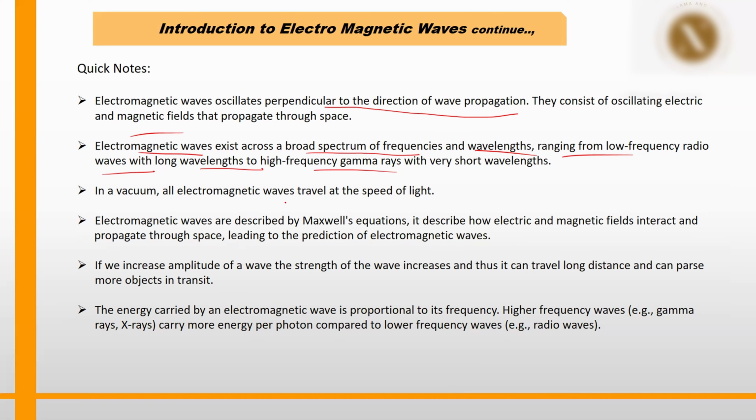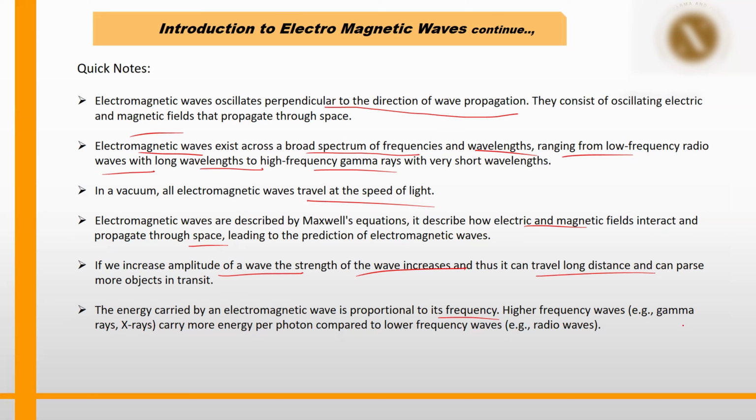In a vacuum, all electromagnetic waves travel at the speed of light. Electromagnetic waves are described by Maxwell's equations. So electromagnetic waves can travel in a medium or without a medium as well. They describe how electric and magnetic fields interact and propagate through space. If we increase the amplitude of a wave, the strength of the wave increases. Thus, it can travel a long distance. The energy carried by an electromagnetic wave is proportional to its frequency.